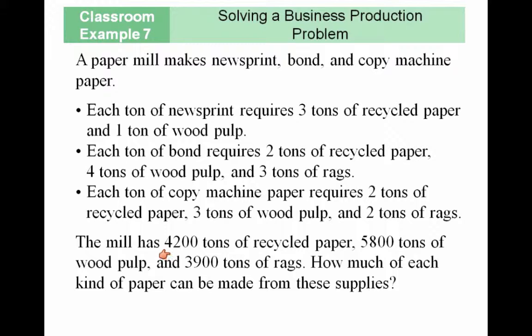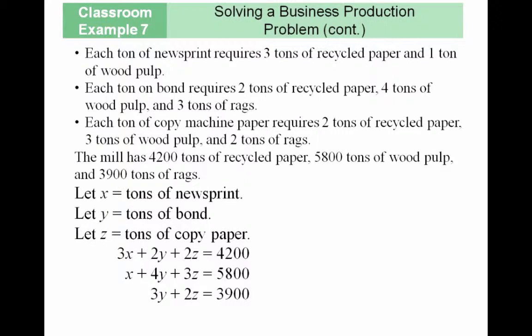of rags. The mill has 4,200 tons of recycled paper, 5,800 tons of wood pulp, and 3,900 tons of rags. How much of each kind of paper can be made from these supplies?